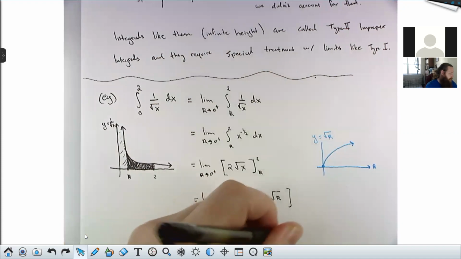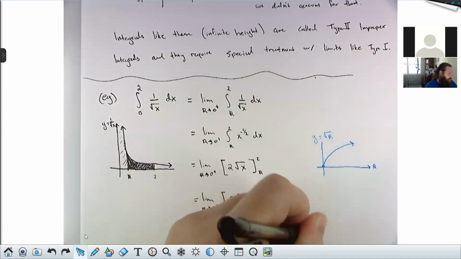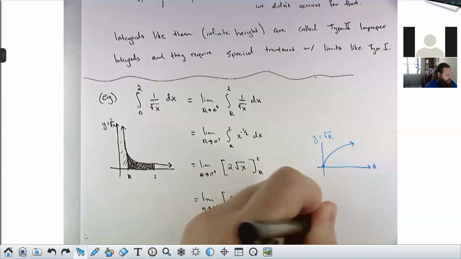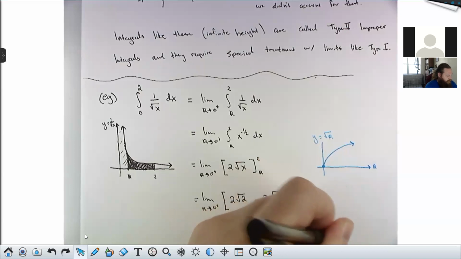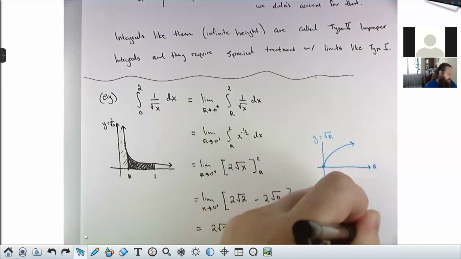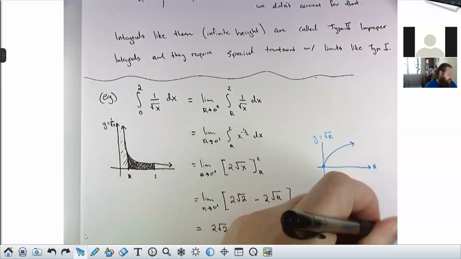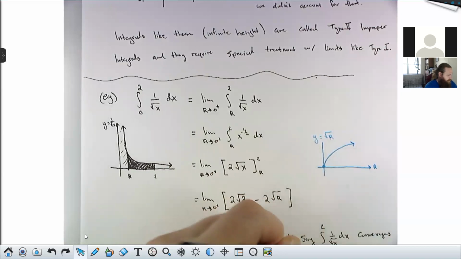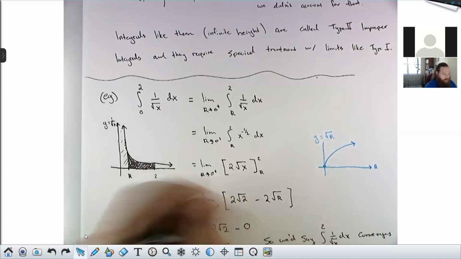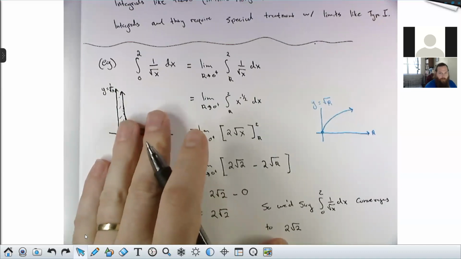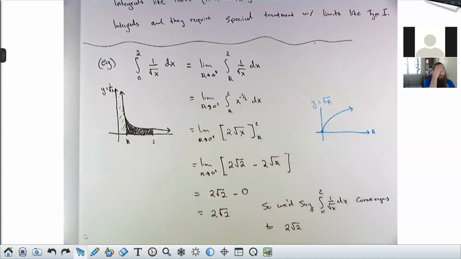So we'd say that the integral from 0 to 2 of 1 over the square root of x dx converges to the value 2 root 2. This is an example of a convergent type 2 improper integral.